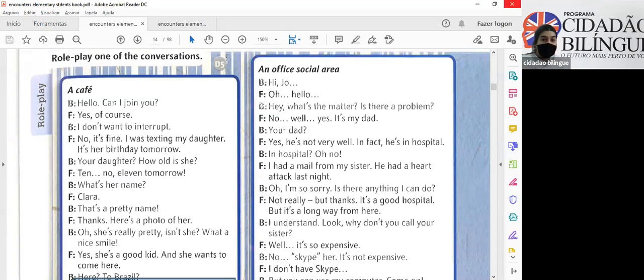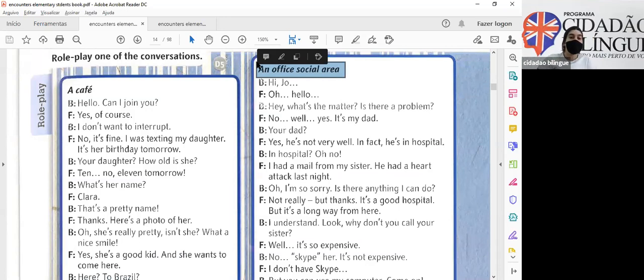Next, we have an office social area. Okay, an office social area. I am going to ask Elizabeth, you are going to be B, and Joésia, you are going to be F. Okay.